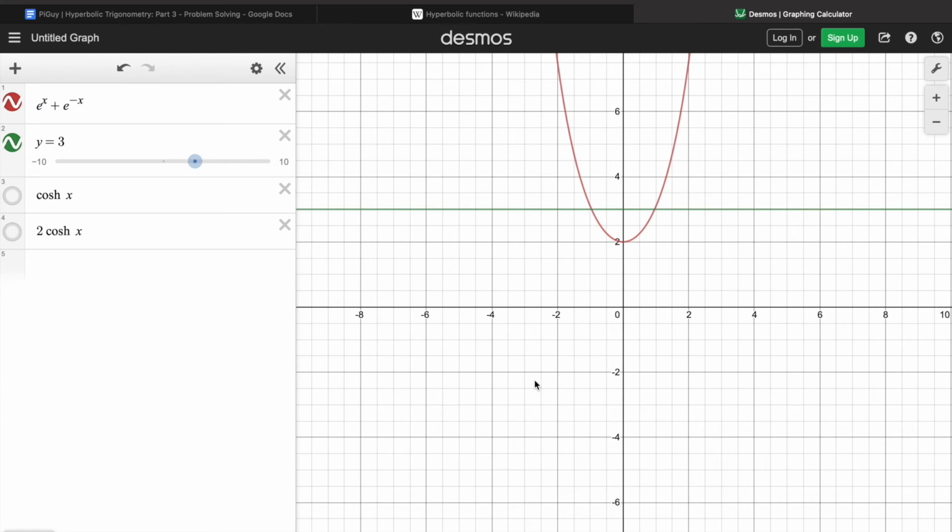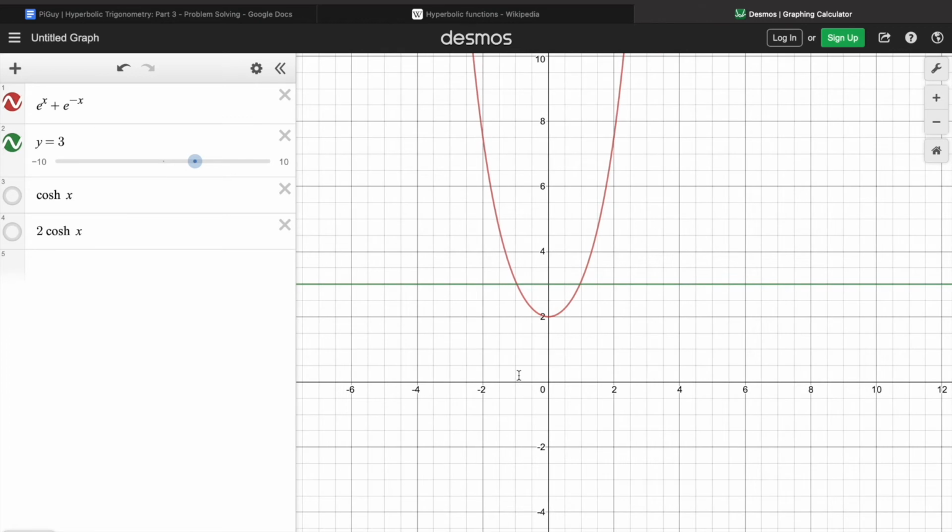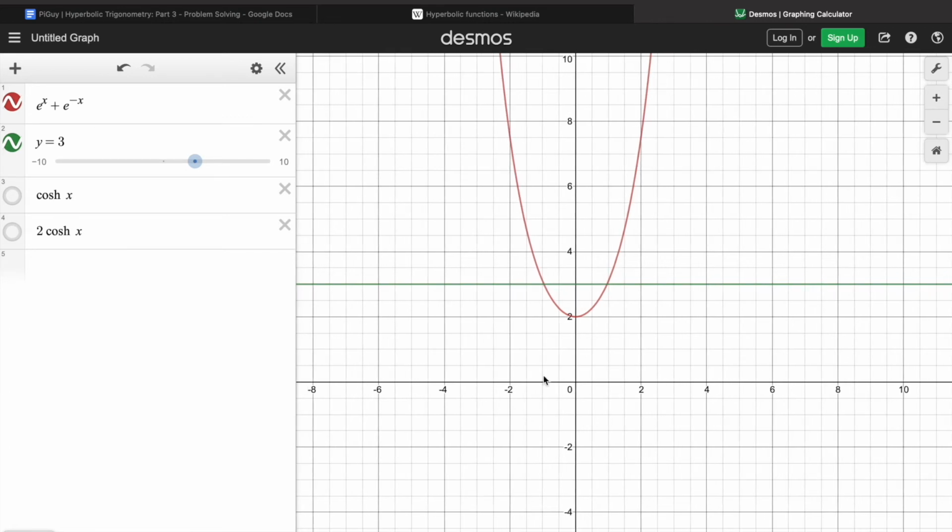So what we've got here are the graphs of the two equations that we are setting equal to each other in the problem that we worked through earlier, e to the x plus e to the negative x, and y equals 3. And we will see here that the x values at which they touch, therefore the solutions of the equation, are the same value, just positive and negative. What we'll notice here is that this does exactly line up with 2 times the hyperbolic cosine of x. I'll turn that one off so you can see. They do line up perfectly there.